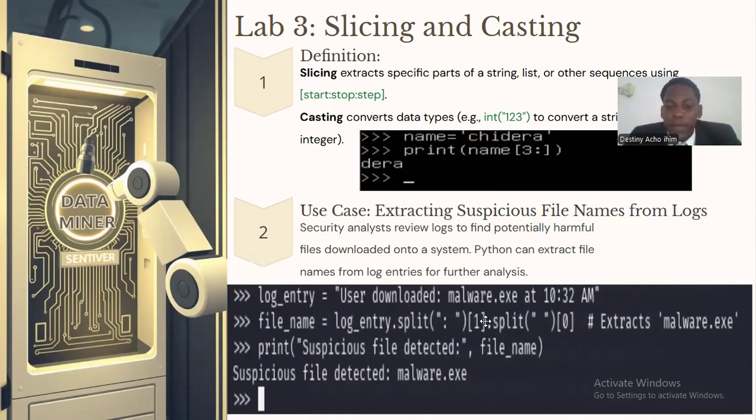So if we split and then do this, we can print "suspicious file detected" if the file name is malware, because it's malware they're trying to detect. So it says "suspicious file detected" and then says malware. So this obviously would be useful in cybersecurity because it helps security teams quickly investigate and mitigate threats.